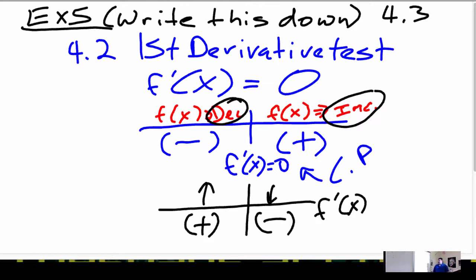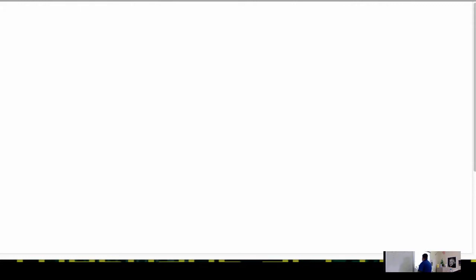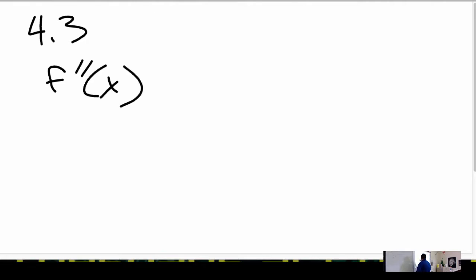Okay, so now today we're going to do the same thing, but now we're going to focus on f double prime. And so we're going to find the critical points of f double prime, which is the exact same process we did for f prime. We look for where it equals 0, and then where it doesn't exist. But most of the homework problems now, we're just going to look for where it equals 0. And so this is what we will call the second derivative test.